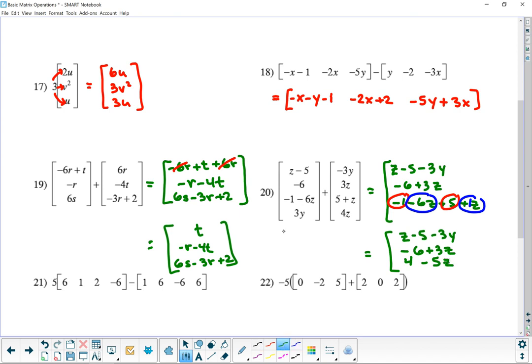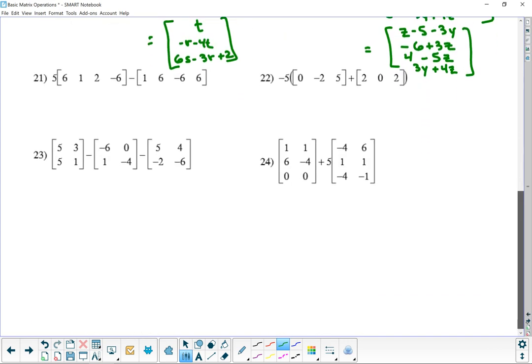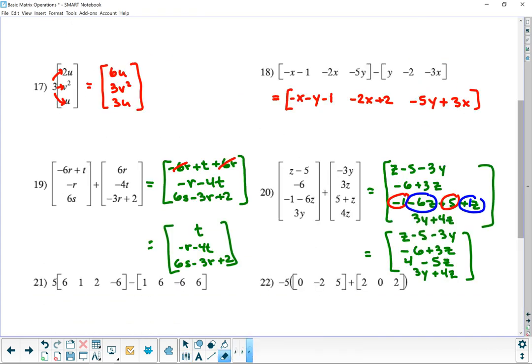Okay, and lastly, you get 3y plus 4z, and you can't do anything there. So that's the best you got. So at the end, 3y plus 4z. So this one is your final answer at the bottom. All right. Okay, 21.